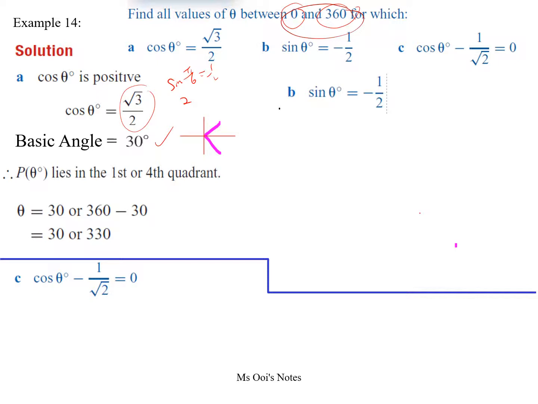Okay, let's look at B. Sine theta is negative half, so find the base angle first. So the base angle for that is theta equal to inverse sine. Ignore the negative, just go for the first quadrant solution, which is our base angle or reference angle. So we know that inverse sine of half is pi over 6. That's the base angle here. But here sine theta is negative. So when is sine negative?